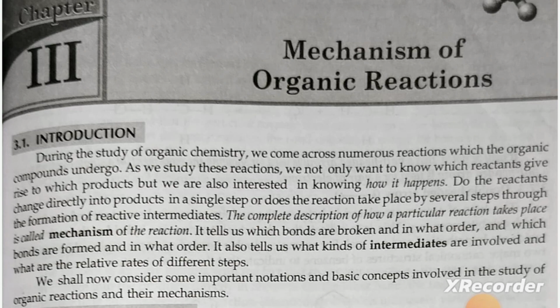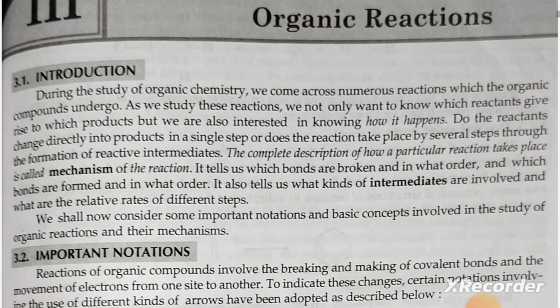The complete description of how a particular reaction takes place is called the mechanism of the reaction. It tells us which bonds are broken, in what order, and which bonds are formed and in what order. It also tells us what kind of intermediates are involved and what are the relative rates of different steps. We shall now consider some important notation and basic concepts involved in the study of organic reactions and their mechanisms.